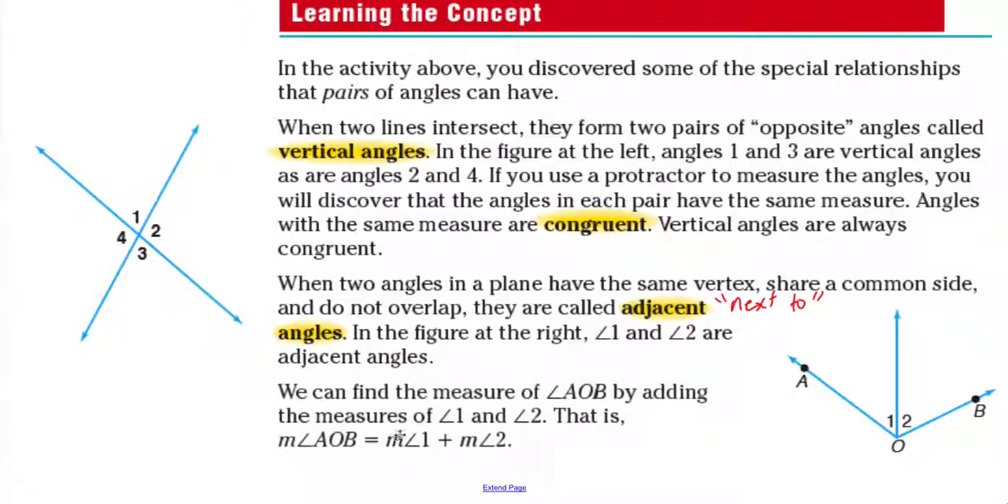Okay, so we can find the measure of angle AOB right here by adding the measures of angle 1 and angle 2. So the measure of angle AOB is equal to the measure of angle 1 plus the measure of angle 2. We need to remember also that the measure of angle AOB means the degree measure of angle AOB. So we want to find the number in degrees. Okay, more definitions to come. So let's move on.